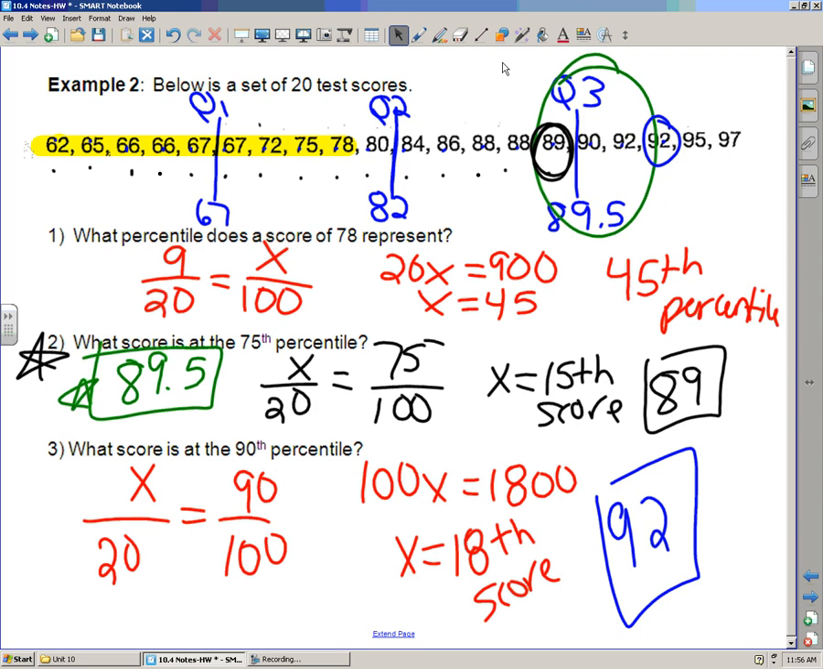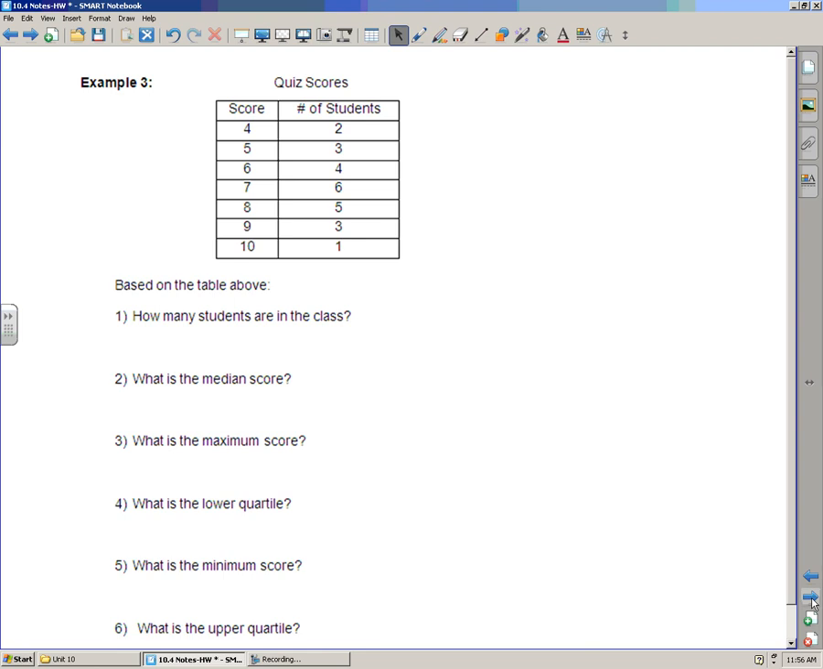Okay, let's move on to the next part. Quiz scores based on the table above. How many students are in the class? We'll just add up all the number of students. So 2 plus 3 plus 4 plus 6 plus 5 plus 3 plus 1. That's going to give you 24 kids. All right, so I've got 24 students.